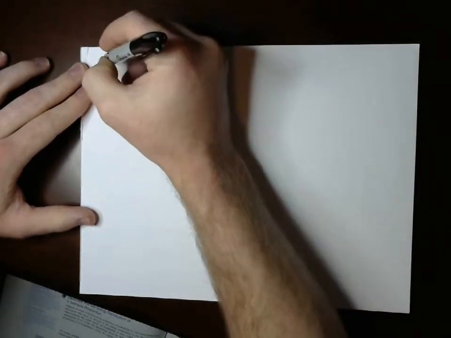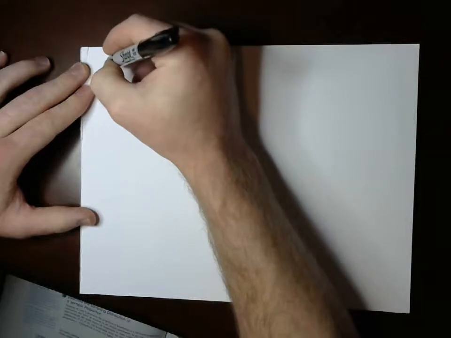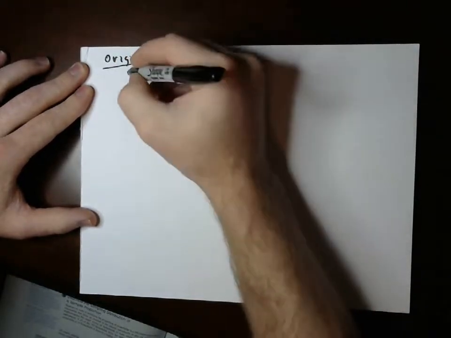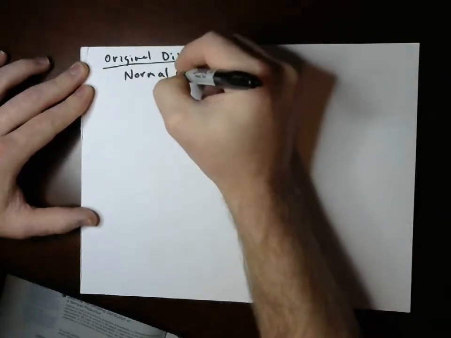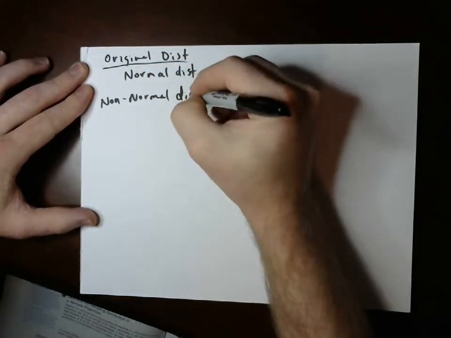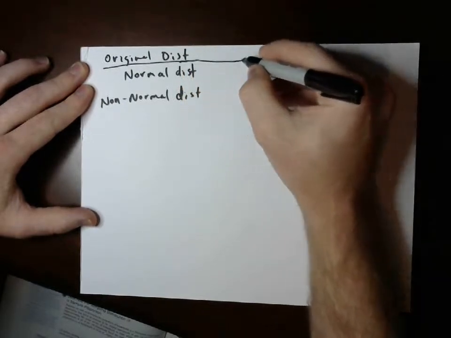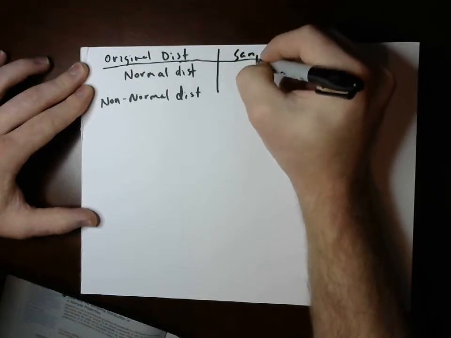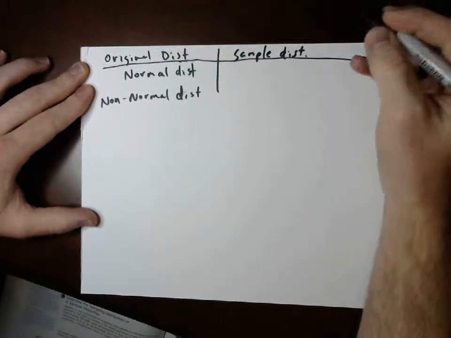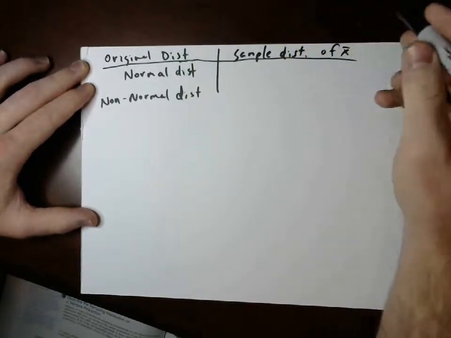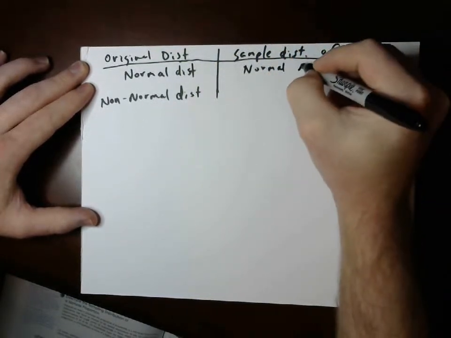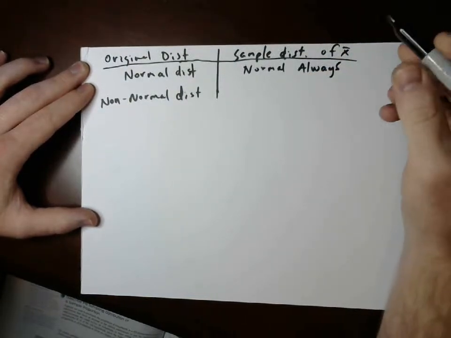In section 8.1, we were dealing with normal distributions. The original distribution, we either dealt with a normal distribution or a non-normal distribution, and then we remember that the sampling distribution, I'll just say of x bar, means the same thing as what we were talking about in the last section. The normal distribution will also be normal always, regardless of the size of n, our sample size.